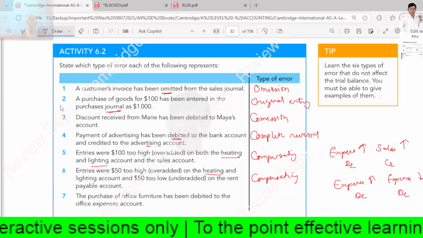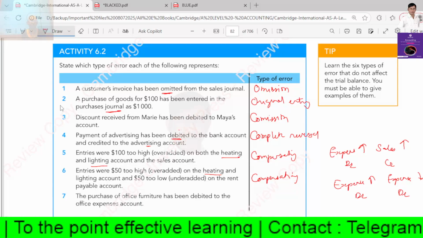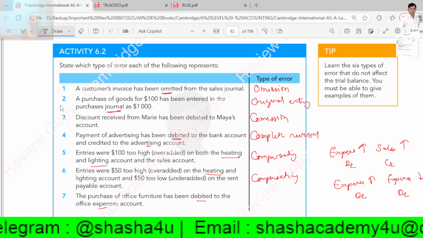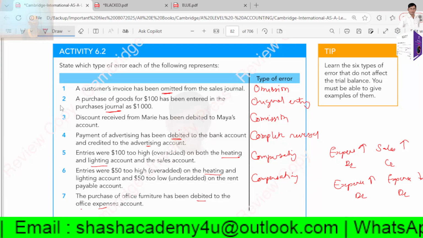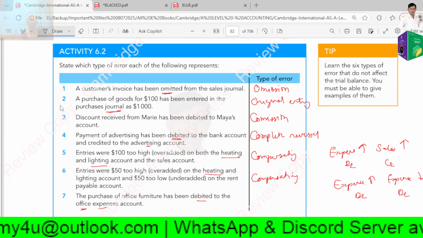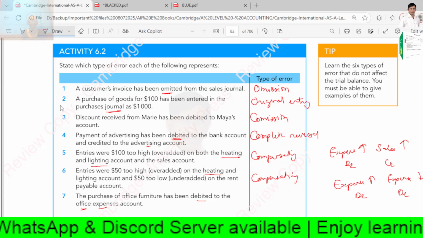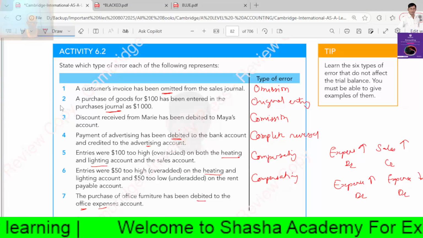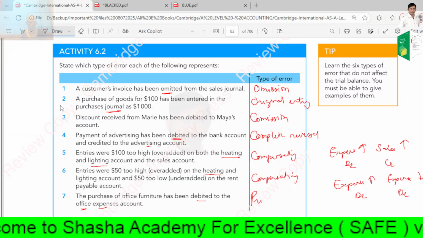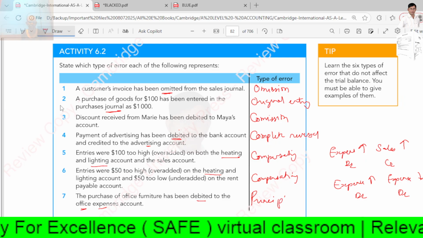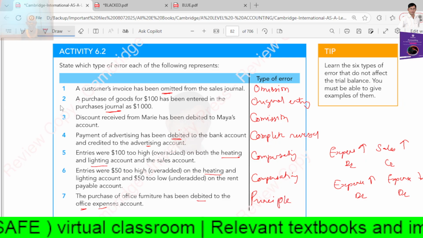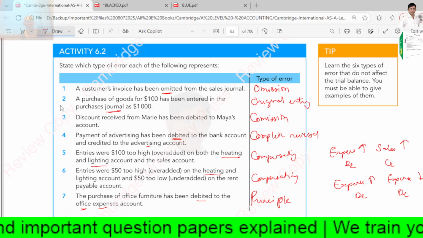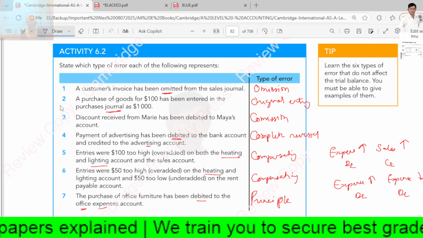That's all. So the purchase of office furniture has been debited. So error of principle. The purchase of office furniture has been debited to office expense account. So it should have been debited to office furniture, but has been debited to office expense. So error of principle. The rule has not been followed. The person is ignorant about the rule. It is error of principle. That's all. So this is the end of activity 6.2.